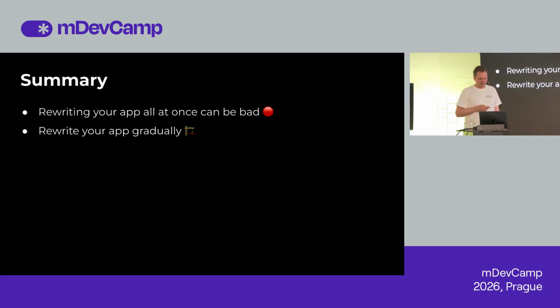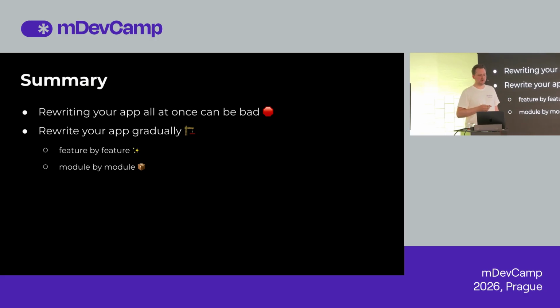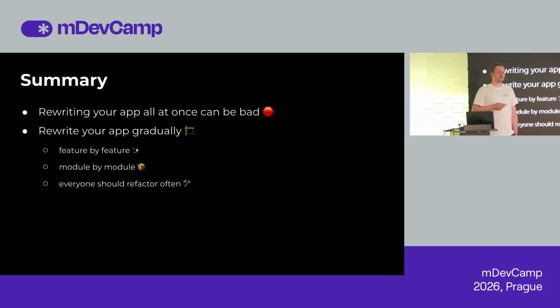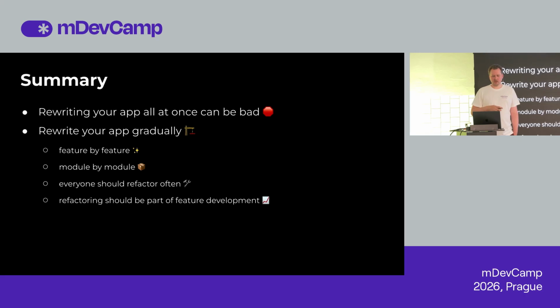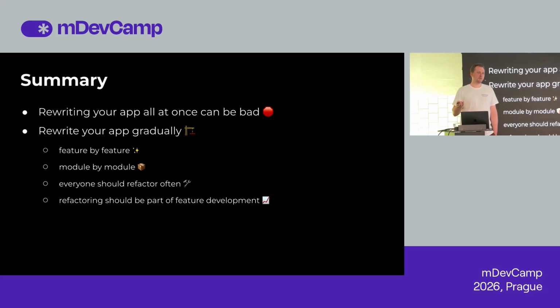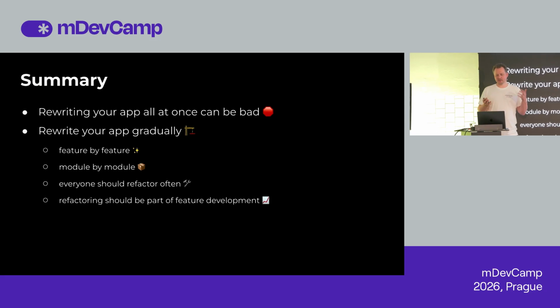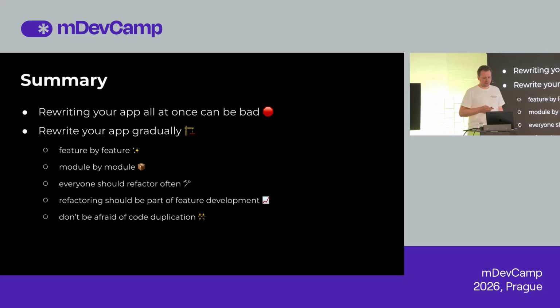Rewrite your app gradually, feature by feature, module by module. Everyone in your team should be using refactoring. It should not be just the privilege of a few. Refactoring should be part of your daily feature development. It should not be separate. Maybe somebody can do more refactoring, somebody less, but it should be part of daily work.